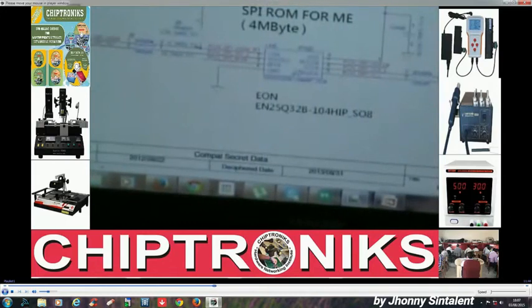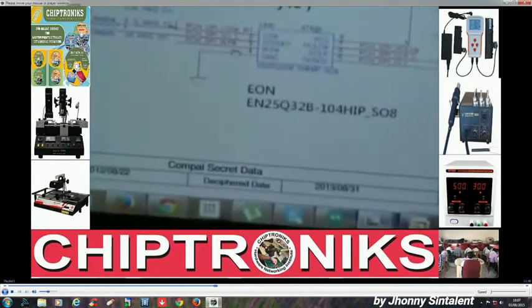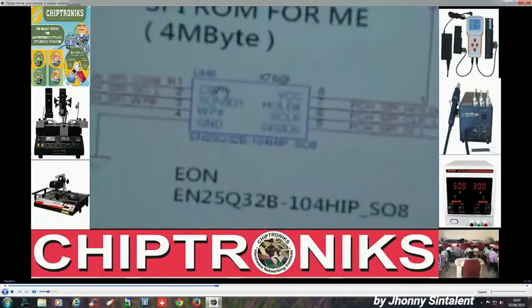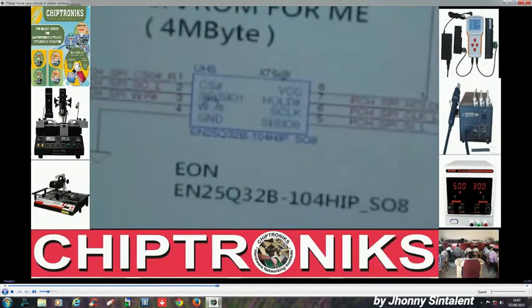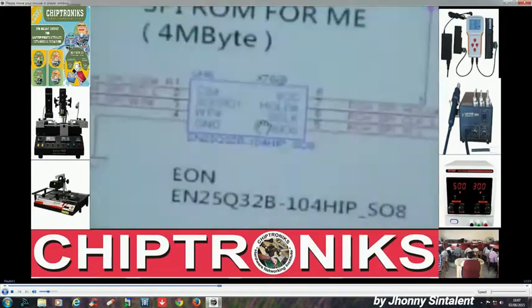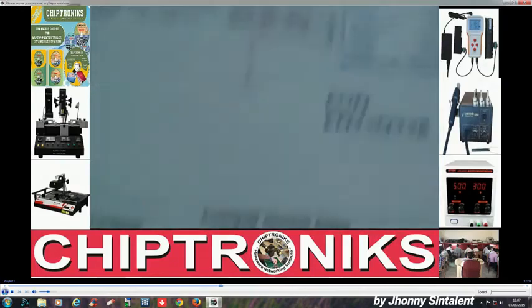You see over here, this is a BIOS chip, and in the BIOS chip you can see the most important, there are 4 pins. One is chip select, serial output, serial clock, serial input, and one ground. So you can imagine this chip inside it.